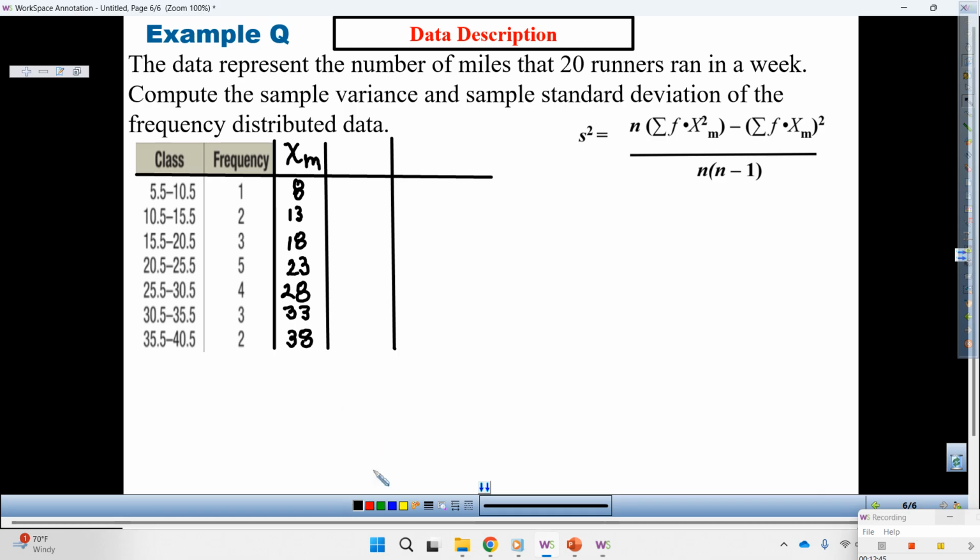All right? So the next column in blue, you're going to label frequency times midpoint. All right, calculators calculate. Darian, 1 times 8, 2 times 13.